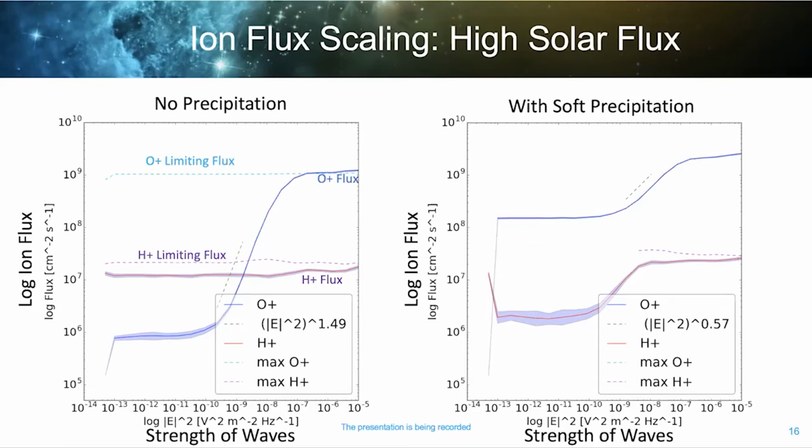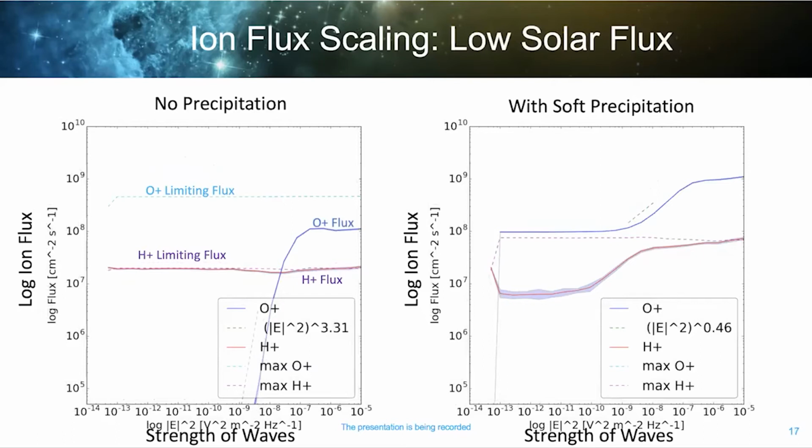Now, the next iteration of this is to do it for solar minimum, so this is with a low solar ionizing flux. Qualitatively, the picture is quite similar to before. But again, the amount of O+ you can get out is lower than in the solar maximum case, because you're producing less at low altitude. But the same general picture holds: when you introduce the soft electron precipitation, you're going to change the power law relationship and you're going to change how the different species respond.